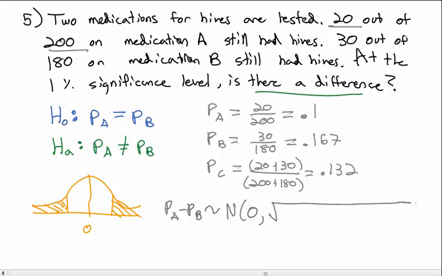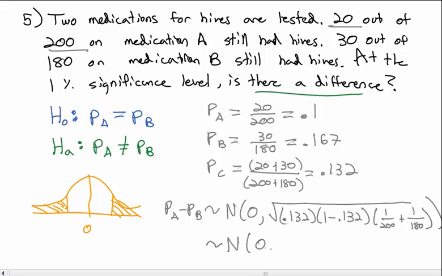The standard error is the square root of the pooled proportion, 0.132, times 1 minus 0.132, times 1 over the number in A. Group A had 200 people, plus 1 over the number in B. Group B had 180 people. So that's going to give us the square root of 0.132 times 1 minus 0.132 times 1 over 200 plus 1 over 180.